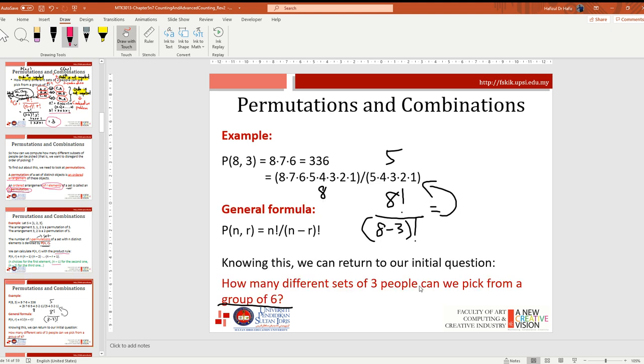For example, permutation P(8, 3): P(N, R) is equivalent to N factorial divided by N minus R factorial. N factorial is 8, 7, 6, 5, 4, 3, 2, 1, and then divided by 8 minus 3, which is 5, so 5, 4, 3, 2, 1.